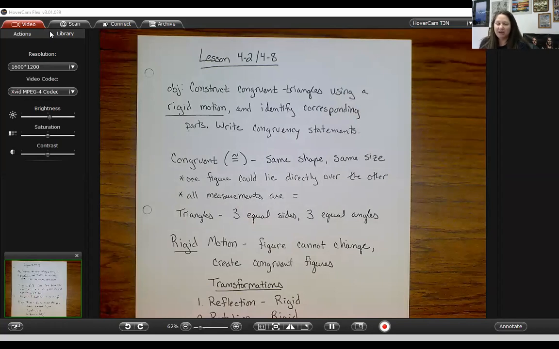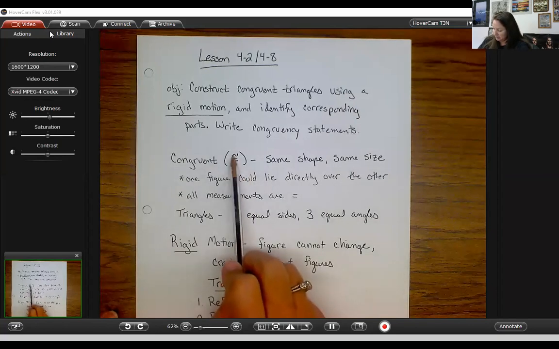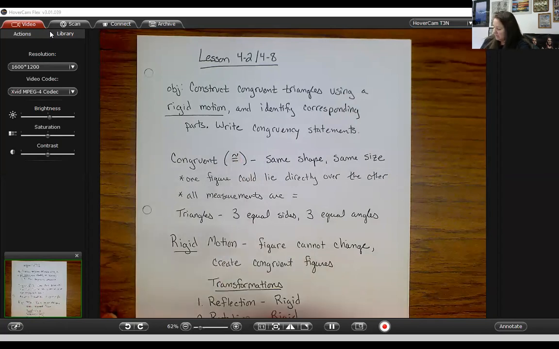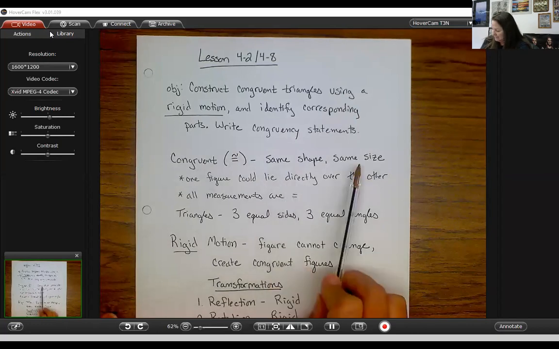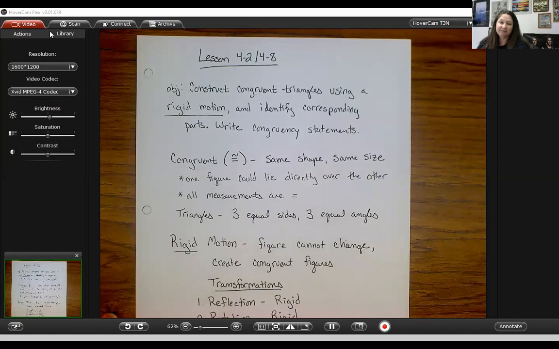When we talk about a figure being congruent, again, our congruent symbol, that equal sign with the tilde over the top, means we're going to have the exact same shape and the exact same size. So when we think about that definition-wise, we think about one figure could lie directly over the other and everything aligns or corresponds, as we'll start to look at with our construction. And that means then that all the measurements have to be equal.